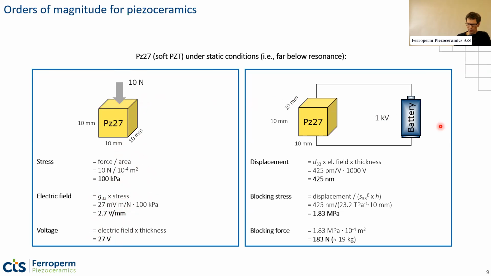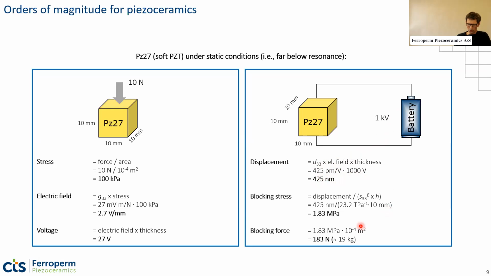On the other hand, if you look at the converse effect, you need to apply a very high voltage to see a clear effect. So with 1000 volts here, and using the equations from before, you actually get to a pretty small displacement of only 425 nanometers, or 0.4 thousandths of a millimeter. So quite a small displacement.